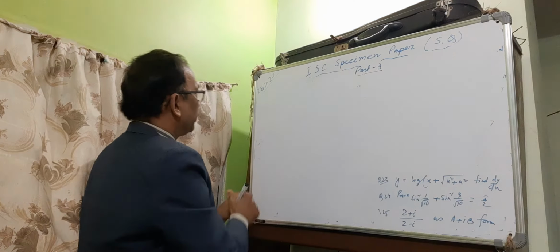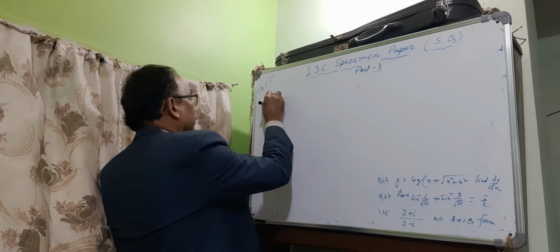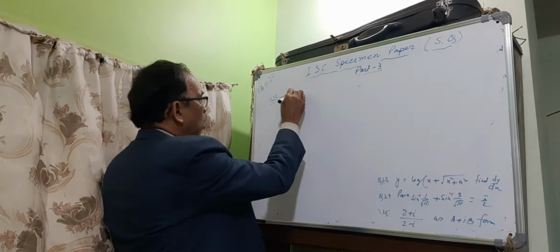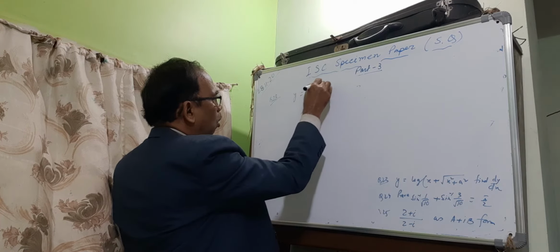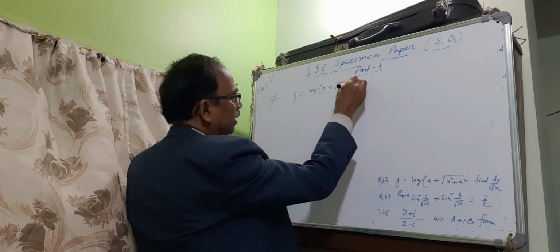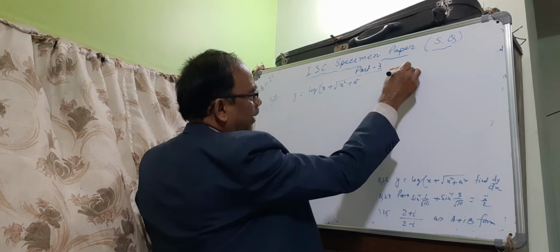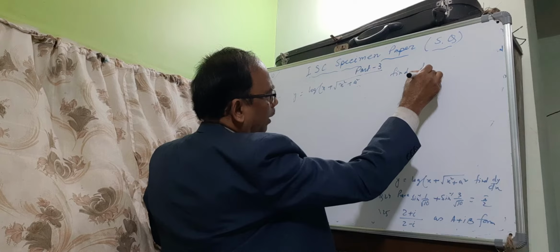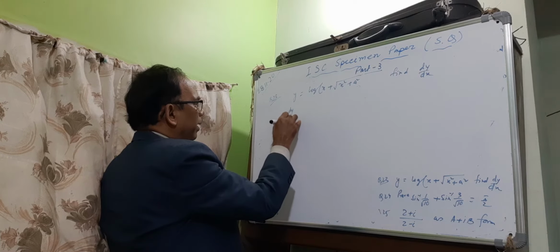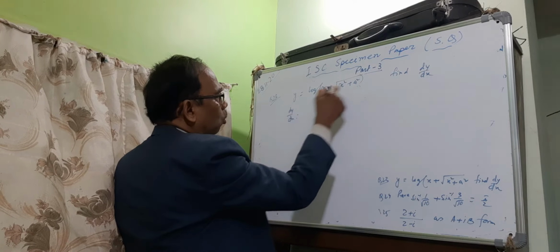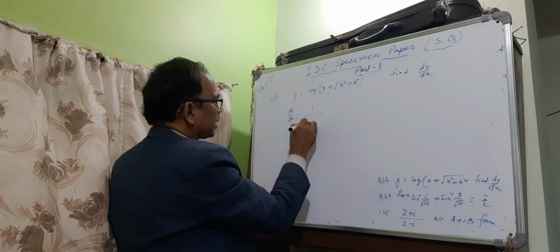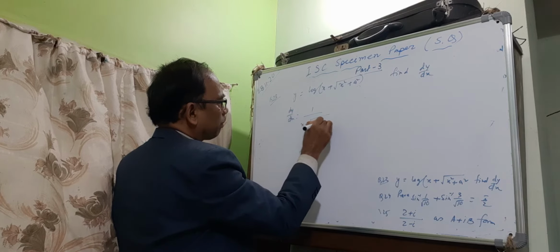Question number 23. Here y equals log of x plus root over of x square plus a square. Find dy by dx. Differentiating both sides with respect to x, dy by dx. Log, treating the inside as a whole thing, log x derivative is 1 by x. That is 1 by x plus root over of x square plus a square.